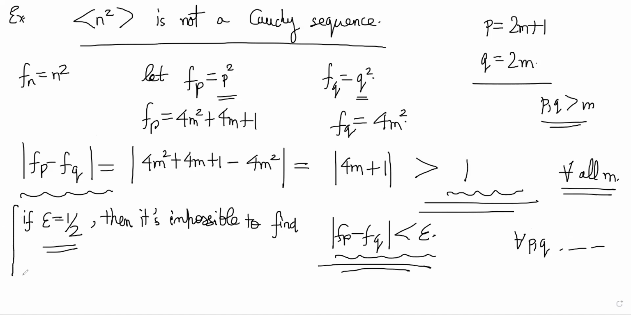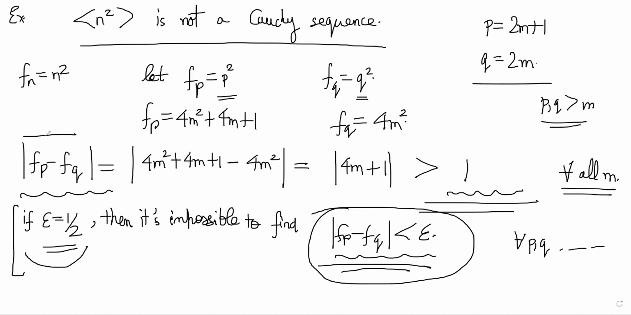Basically, the point is that for certain values of epsilon, it is not possible to satisfy the less than epsilon condition, right? Because here the mod between two successive terms is getting bigger than 1. So that is not a Cauchy sequence because of that reason.